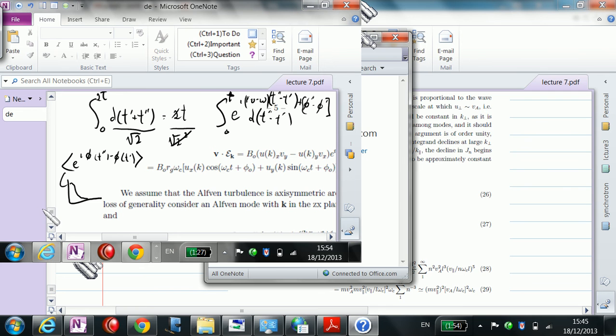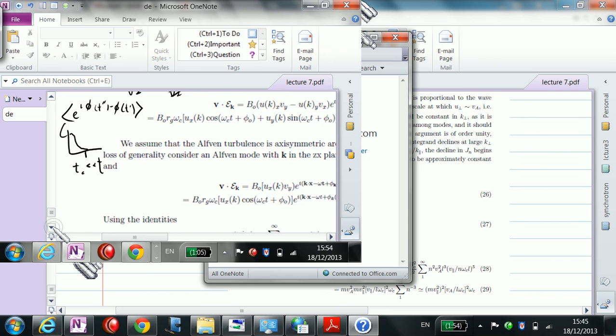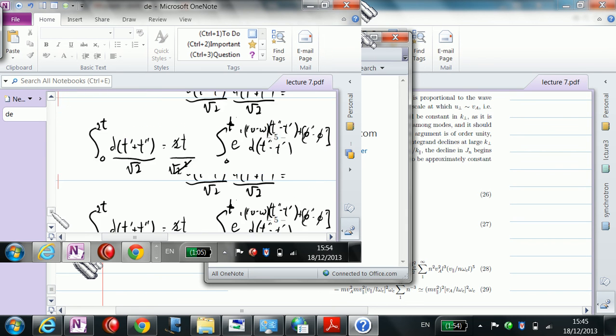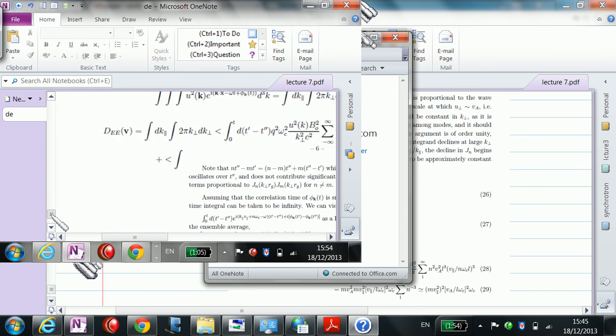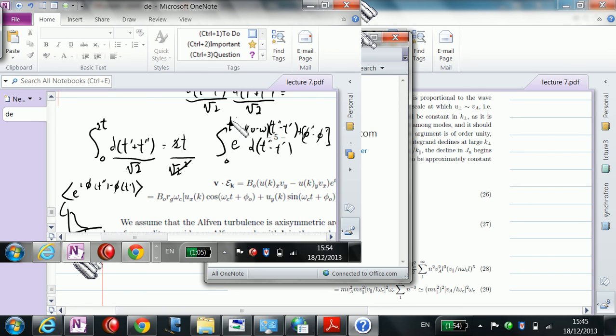Okay. You assume that the correlation time is much less than t. So it does not matter what the value of t is here. I essentially set it equal to infinity.